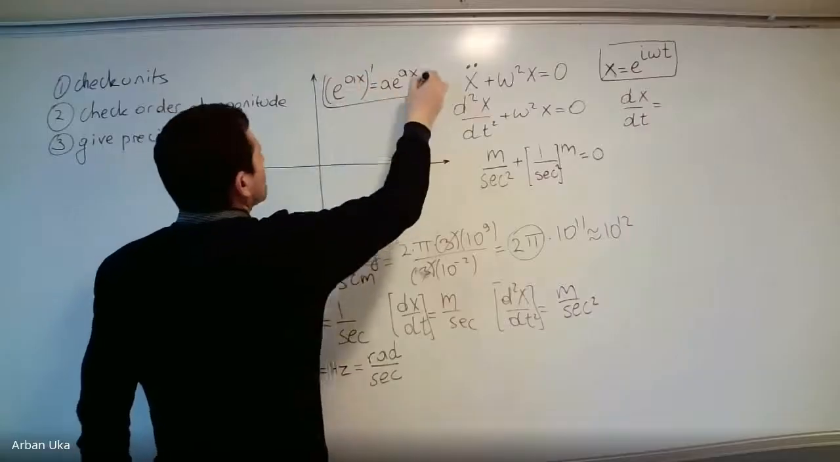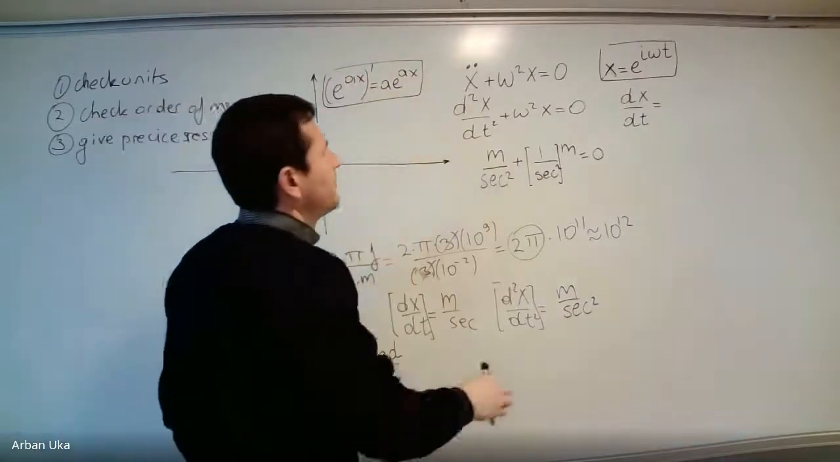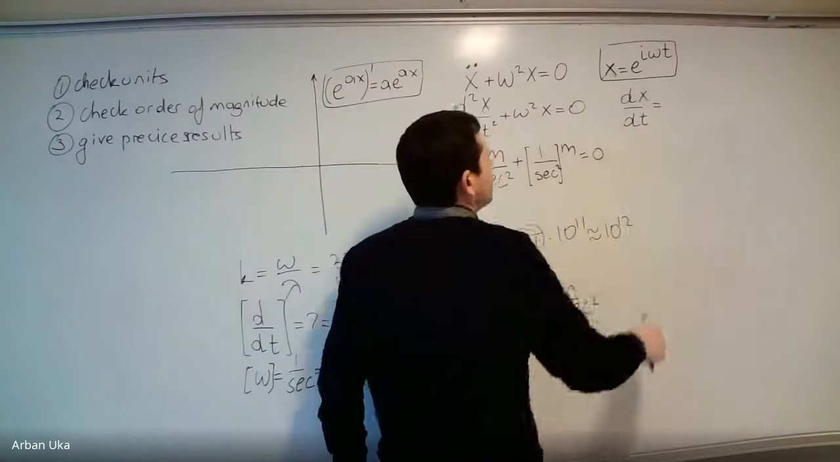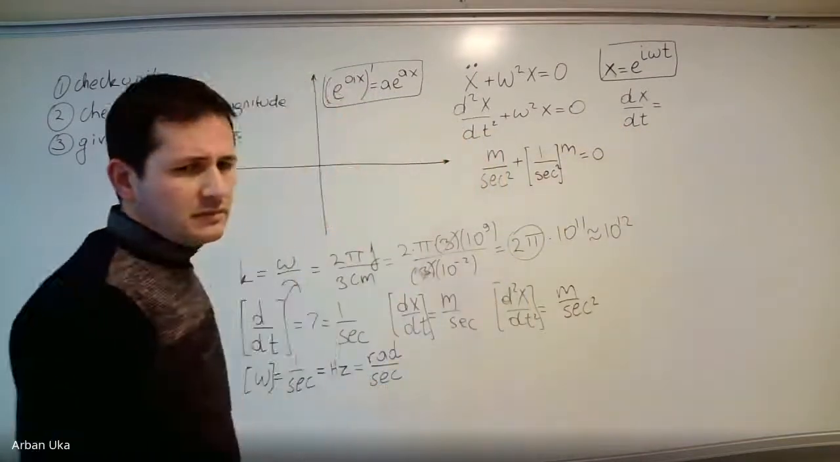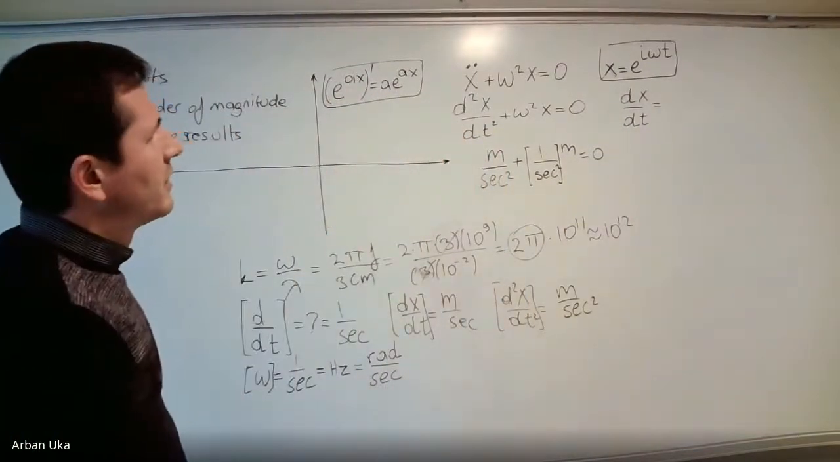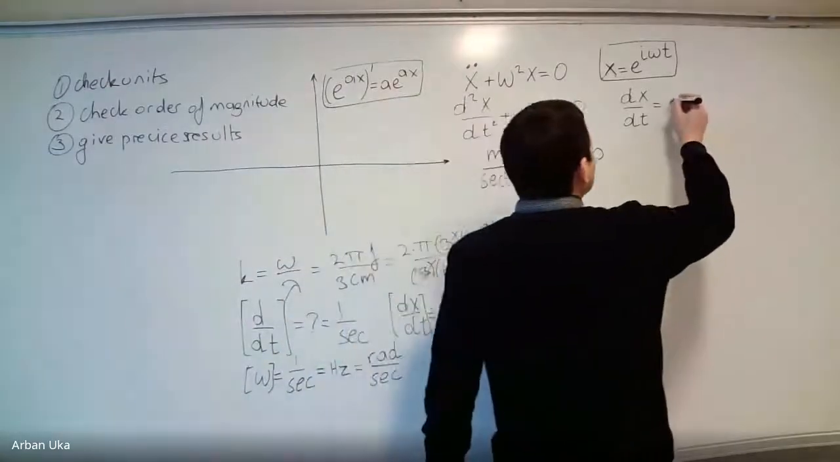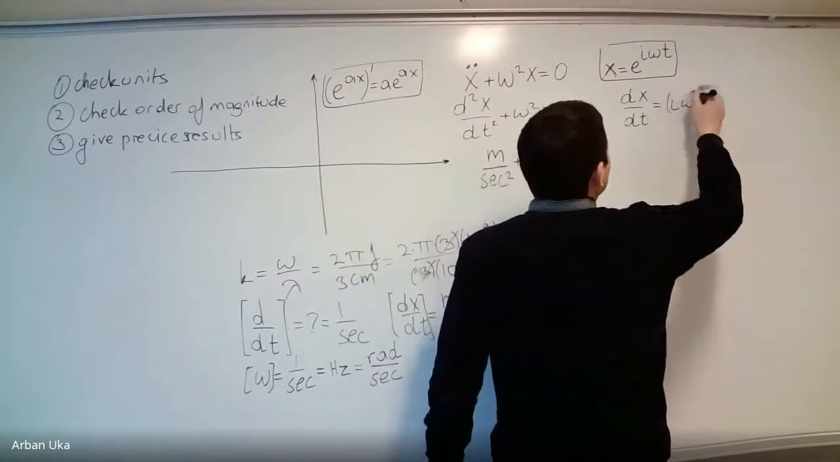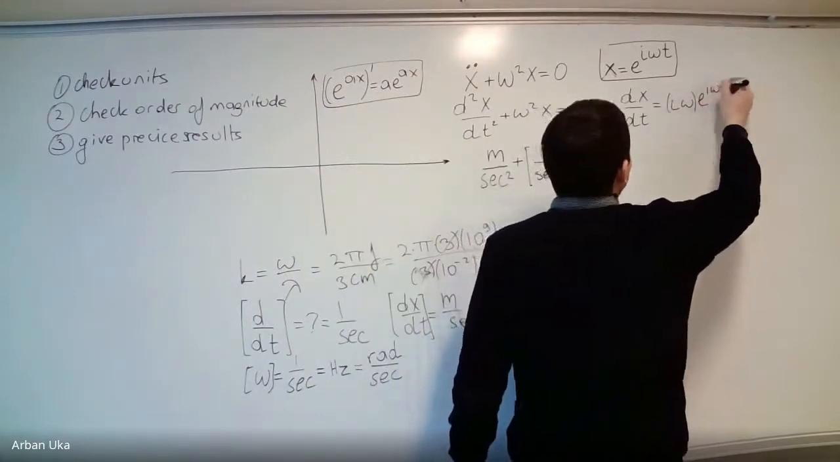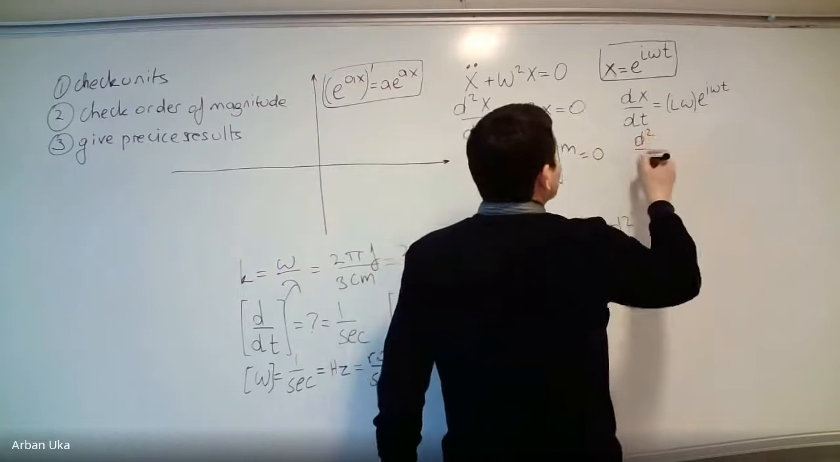That's true. So this is the general rule. So if this is x, what is the derivative of x with respect to time? What is a in this case? I omega. That's true. This is i omega times e to the power i omega t. Then what is the second derivative here?